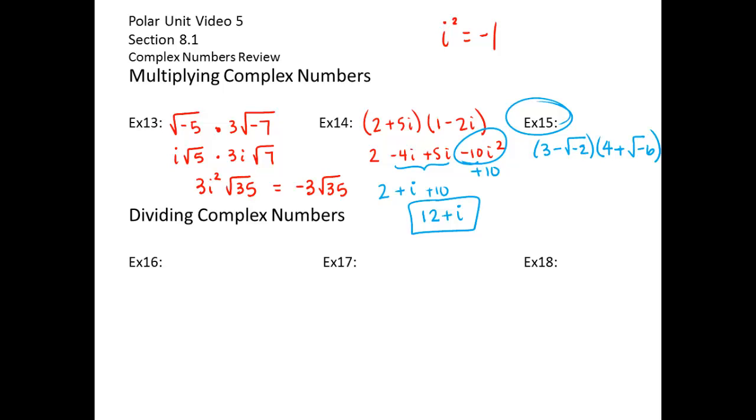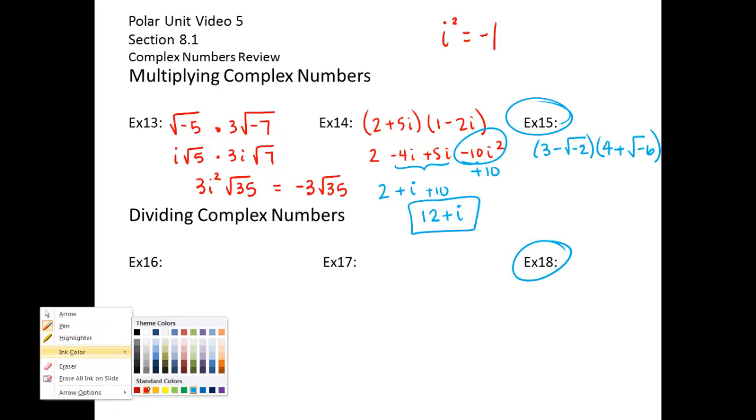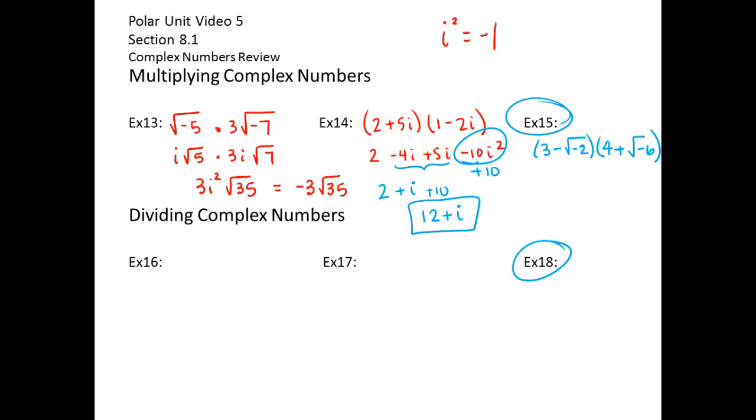Number 16, again, we're going to work with division. I'm going to divide imaginary numbers for you. I'm going to divide complex numbers for you, and I will leave you with number 18 to try on your own. Okay, number 16, how about the square root of negative 50 divided by the square root of negative 3?